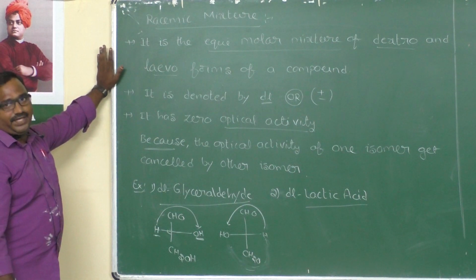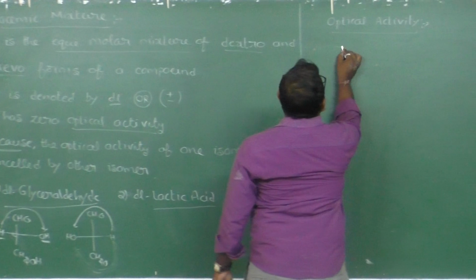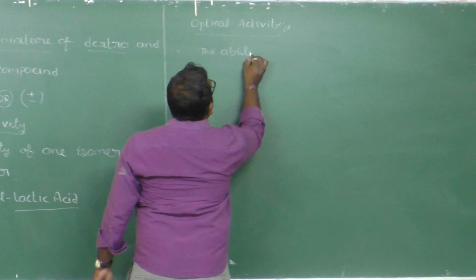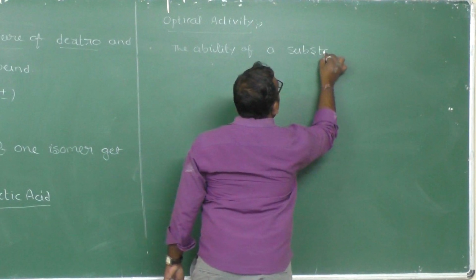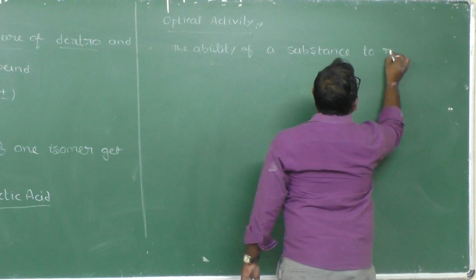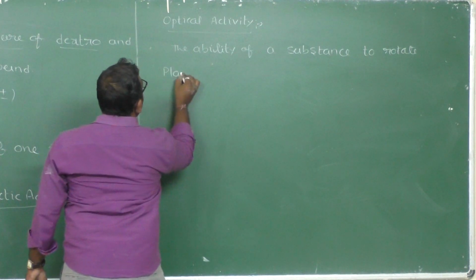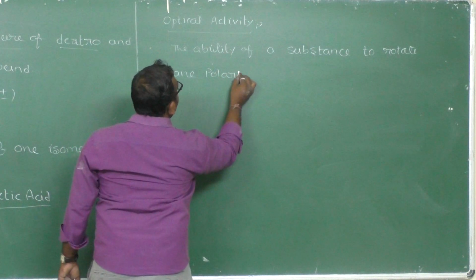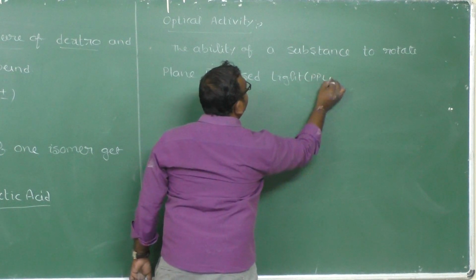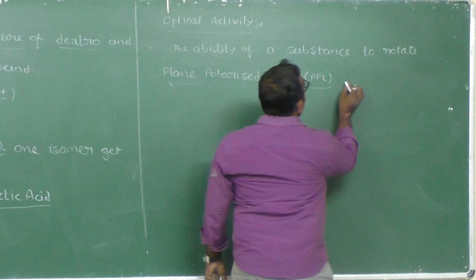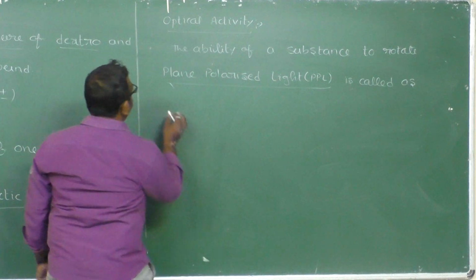What is optical activity? We already discussed that. Optical activity is nothing but the ability of a substance to rotate plane polarized light, simply denoted as PPL, and it is called optical activity.